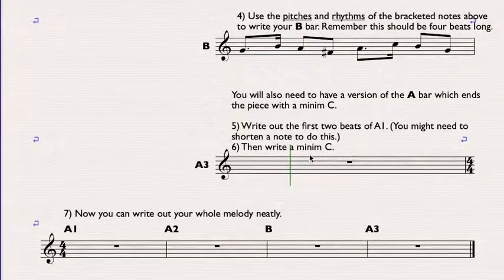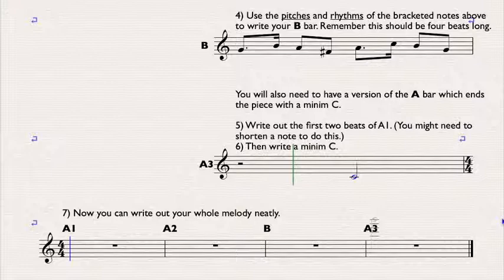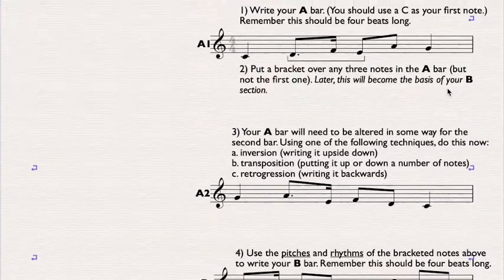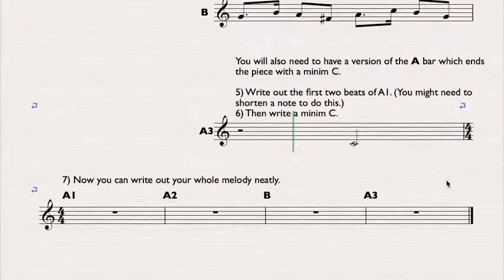And then we have to finish with a version of the A bar which ends with a minim C. So there's our minim C. Then we write out the first 2 beats of A1, which is dum bum bup in our case. So we'll do that. Now that is going to be a little bit quick at getting to that C. So actually I'm just going to change the order of those 2 notes. Instead of going C, D, F, I'm going to go C, F, D. And these 2 notes are a bit closer to each other.